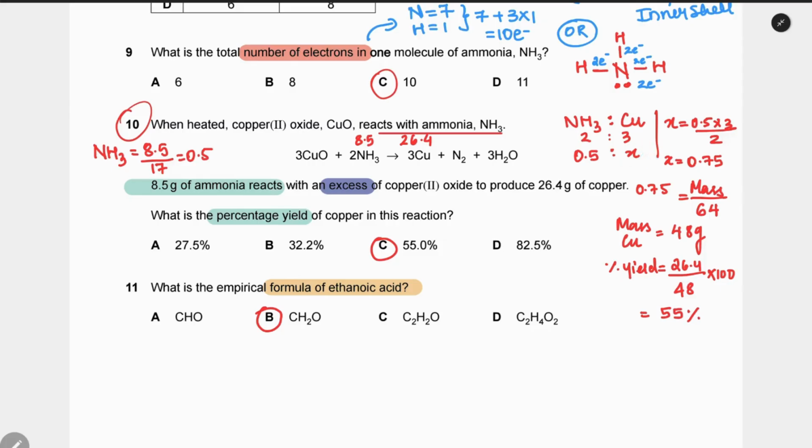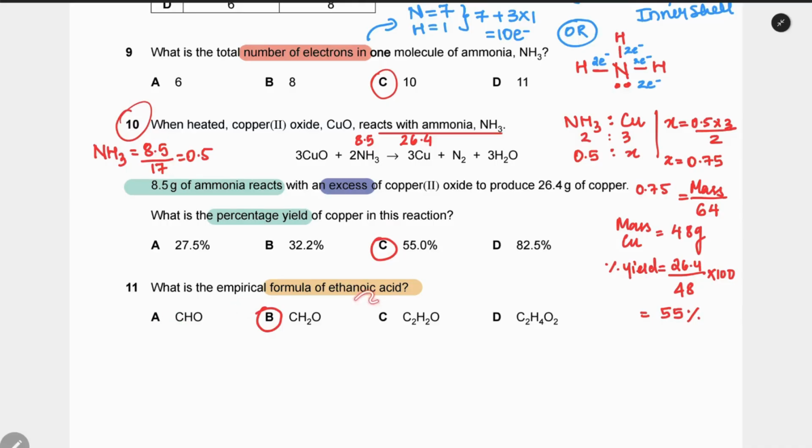We can do the unitary method. With the unitary method we get x as a value of 0.75, and with 0.75 moles we can get the mass of copper, with a molar mass of 64. We can multiply this and get the mass of copper as 48 gram. Then for the percentage yield we write 26.4, because it has actually been produced. So 26.4 divided by 48, multiplied by 100, we get 55%. So the correct answer is C.